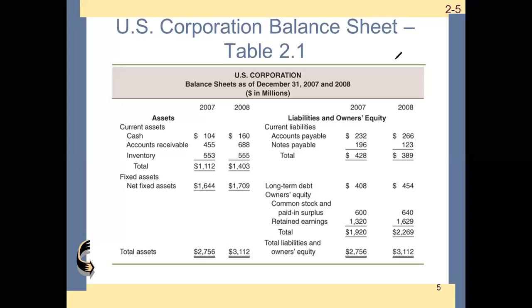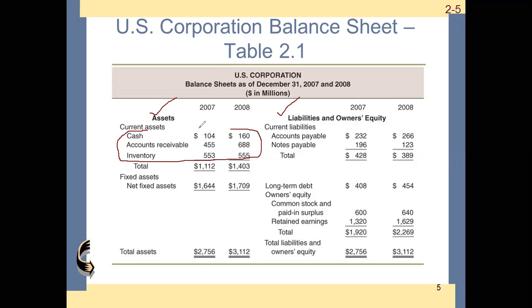Now look at the detailed analysis of the balance sheet. The items which are included in the structure of the balance sheet are shown in this picture. On the left side we have assets, on the right side we have liabilities and owner's equity. We have three types of current assets: cash, accounts receivable, and inventory for 2 years, 2007 and 2008. You can see the change from 2007 to 2008, whether they have increased or decreased with the passage of time.